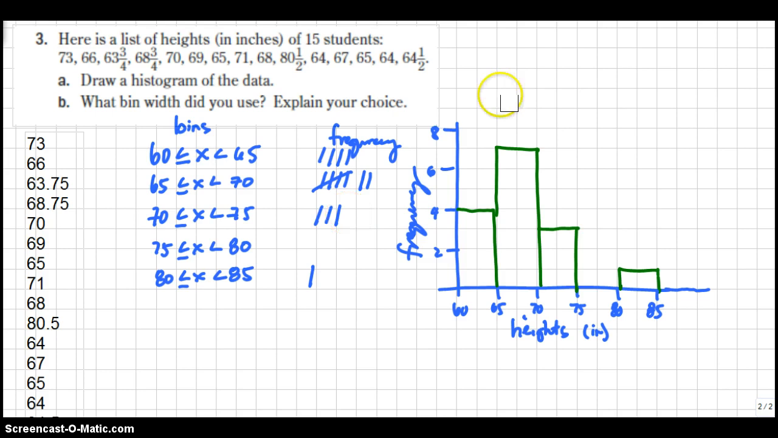The last thing you want to do is make sure that you provide some kind of a title for your picture. Graphs should always have titles, and they don't give us much to go on here, so I'd simply write probably 15 students' heights in inches as the title.